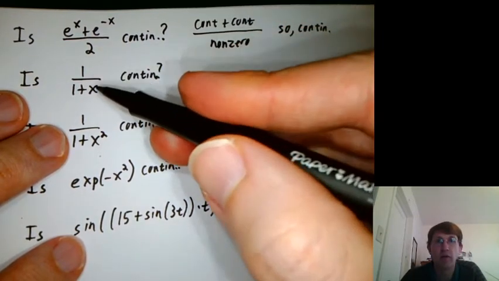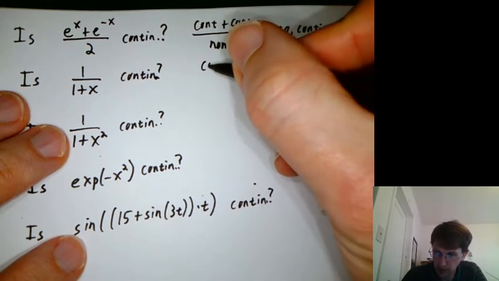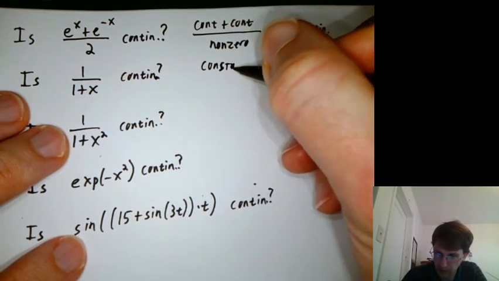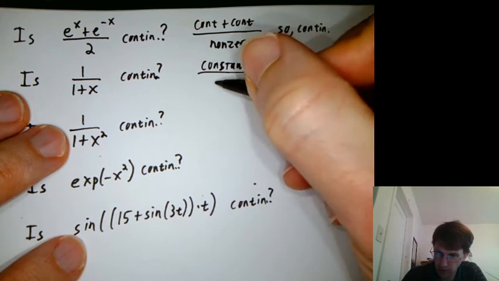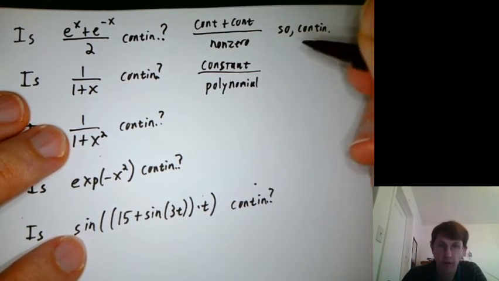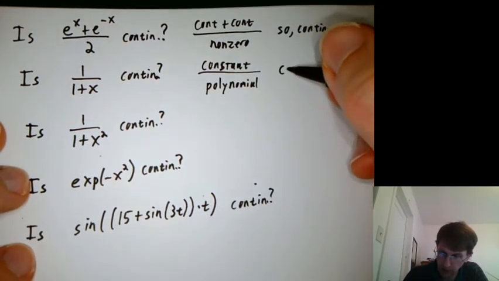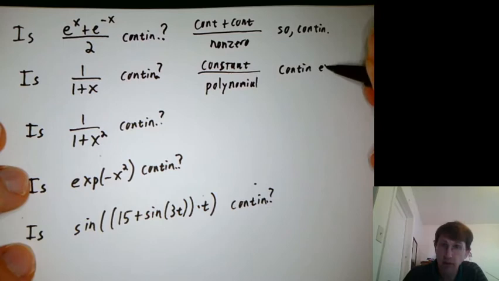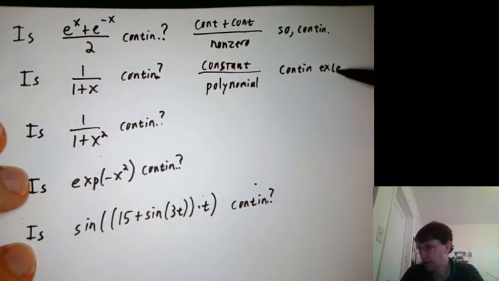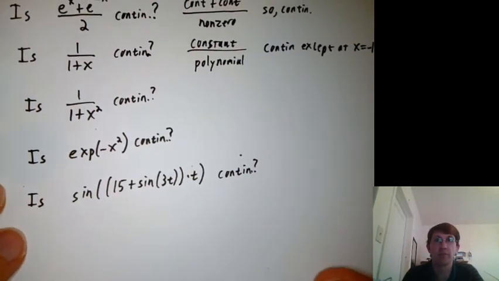How about 1 over 1 plus x? Well, 1 is a constant, which is continuous, over a polynomial. Polynomials are continuous, but the polynomial can be 0. So this is continuous except at x equals -1, where the divide by 0 would happen.